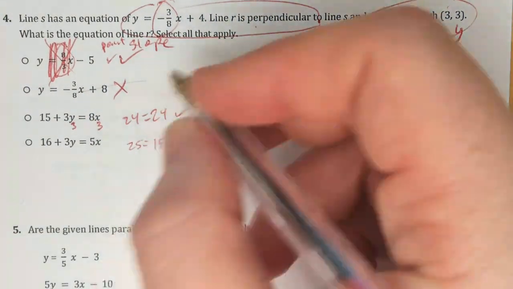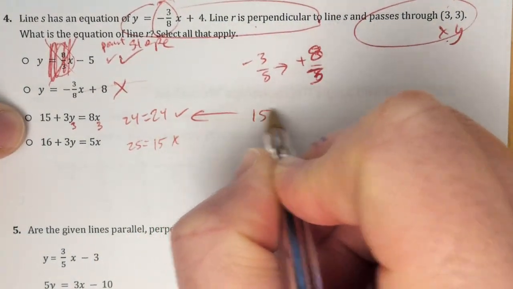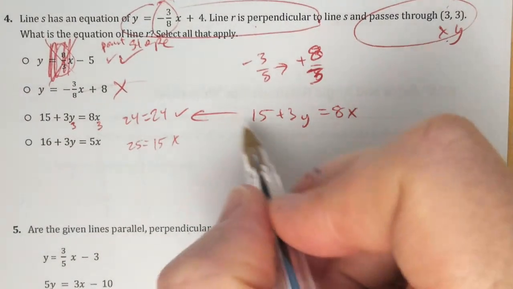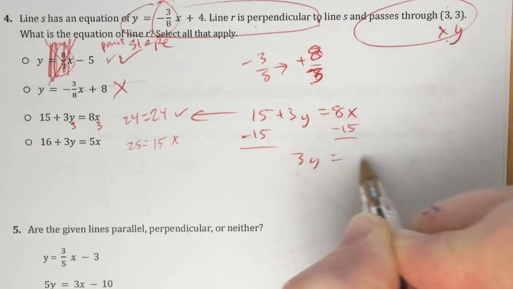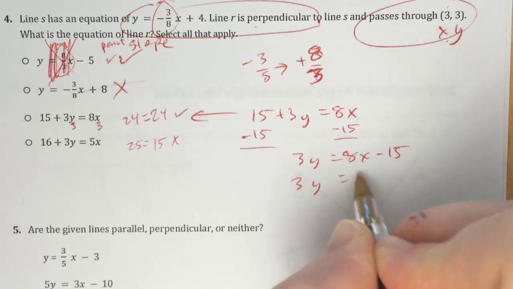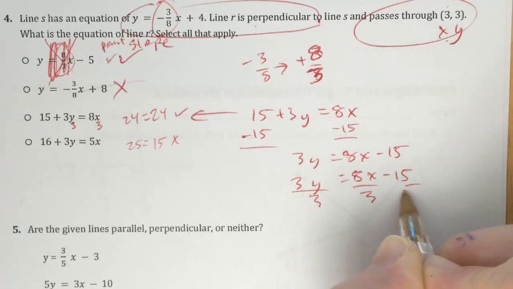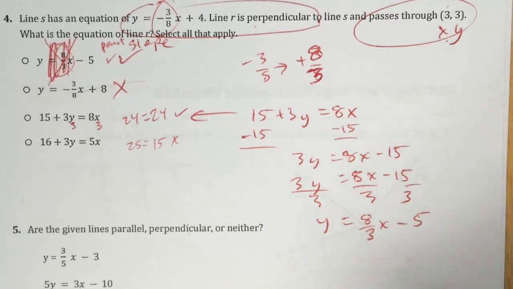I have to actually solve for this. So I'm only going to waste my time with this one. So 15 plus 3y equals 8x. Solve for y. Subtract 15 from both sides. We get 3y equals 8x minus 15. Take each one and divide by 3. So y equals 8/3 x minus 5.